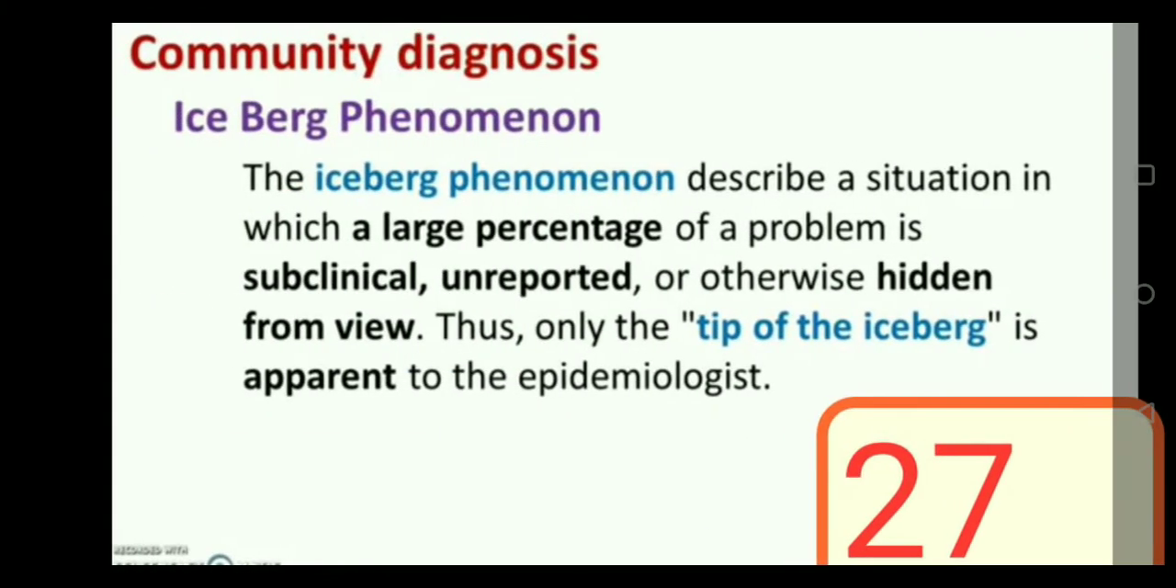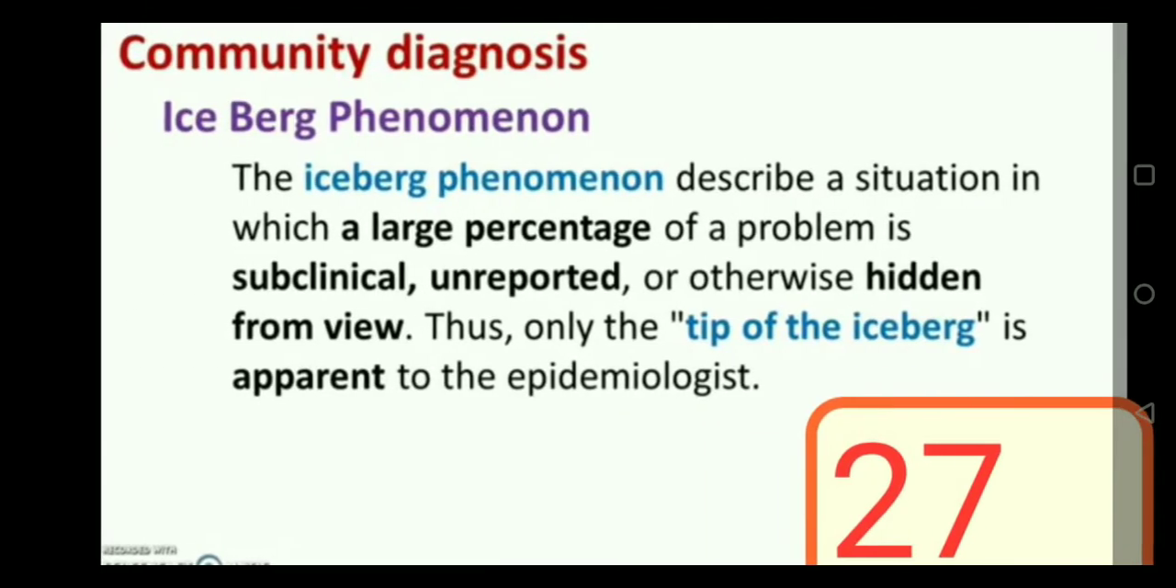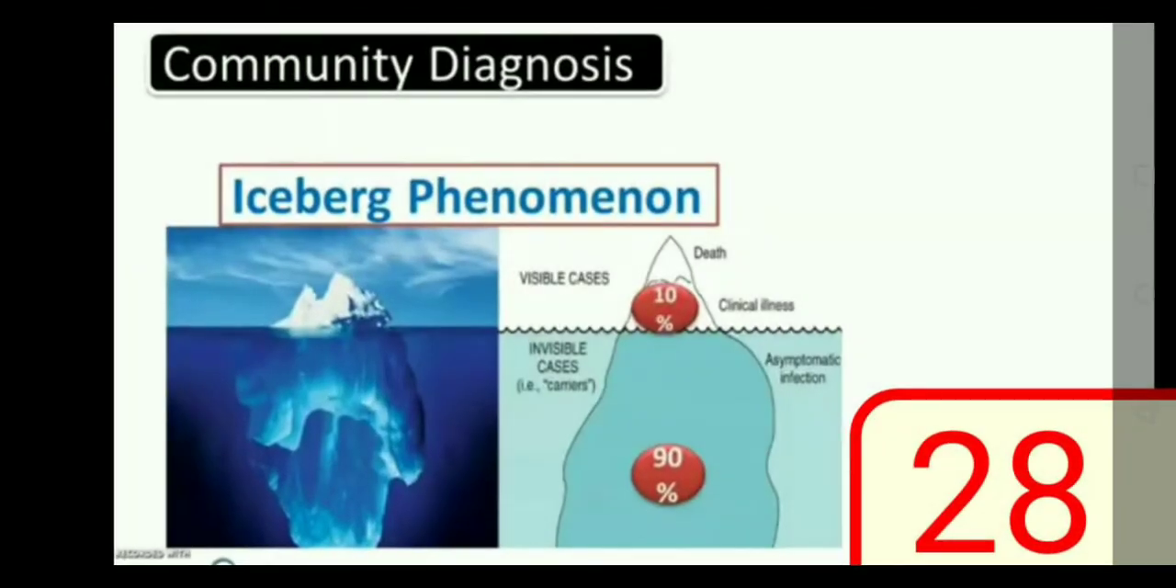So the iceberg phenomenon describes what is subclinical, unreported or otherwise hidden from view. Only the tip of the iceberg is apparent in epidemiology, so it is the disease condition we are able to see. In the picture, the ice is in the water, with 90% inside the water and 10% above the water level. When you see ice floating in water, only a little part can be seen directly and the remaining part is under the water.